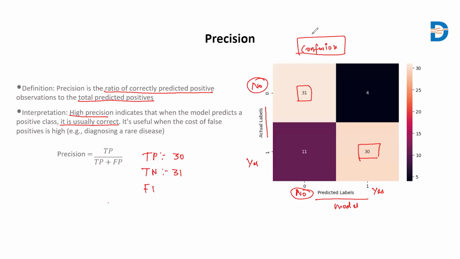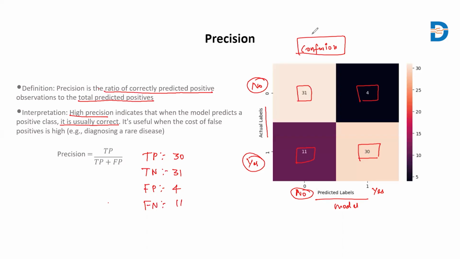Next is false positive. When the actual label is no and the predicted label is yes, that is a false positive. False negative is when the actual label is yes, that is, the person has heart disease, but our model has predicted that the person does not have heart disease. That is called a false negative.